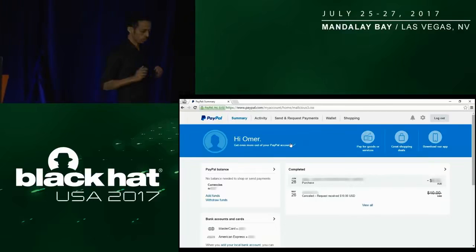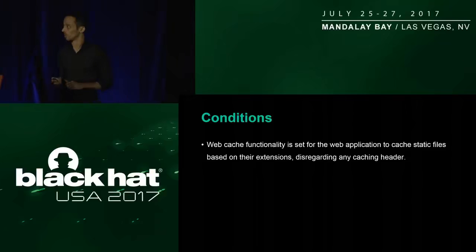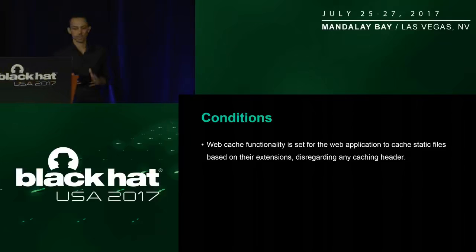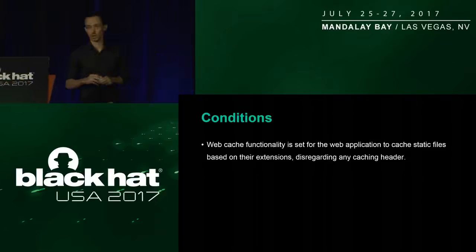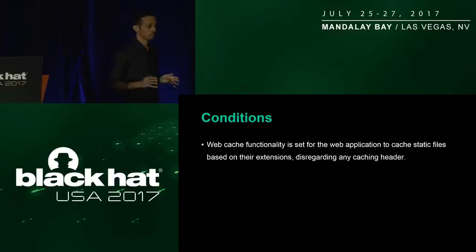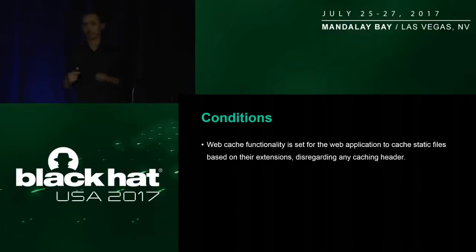OK, so what are the conditions for web cache deception to exist in a web application? Let's have a look. So the first one is that web cache functionality is set for the web application to cache static files based on their extensions, meaning according to the end of the URL. Okay? And disregarding or overriding any caching header. We need the caching mechanism to overwrite or disregard any caching header because, as I told you at the beginning of the talk, the file for the triggering URL arrives from the web server with a no-cache directive.